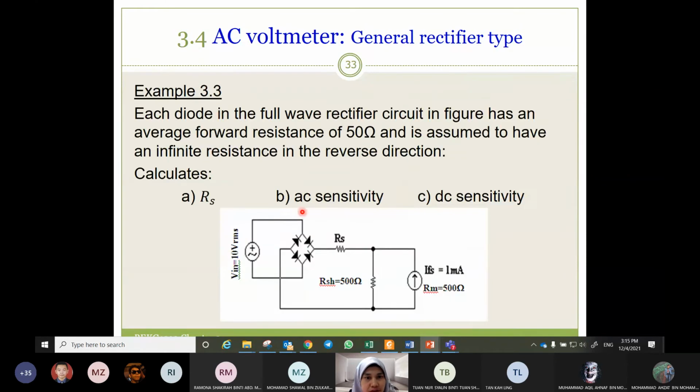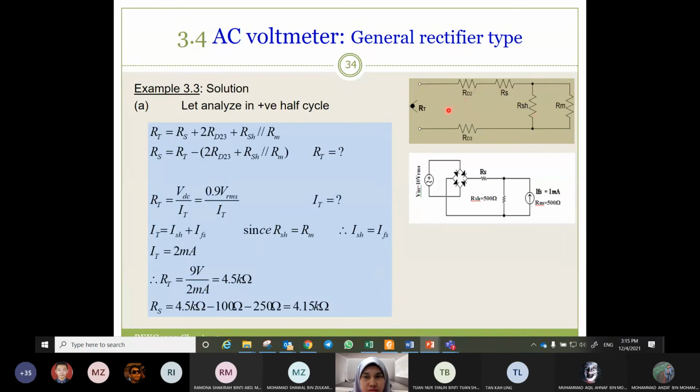So we have to find RS. RS is equal to R total minus all R in the circuit. R total is equal to RS plus 2RD, RD2 and RD3, and then plus Rshunt parallel with RM. So again we have to find R total. R total is equal to R, which is V over I.